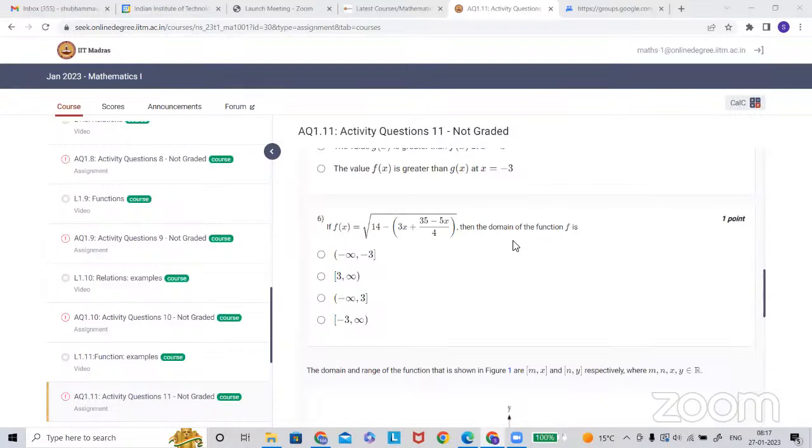Sir, how do I remove this raised hand? Oh, you are asking that. Okay, just click on lower hand. Yeah, just click on that.